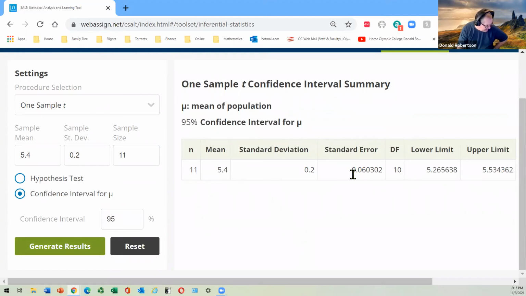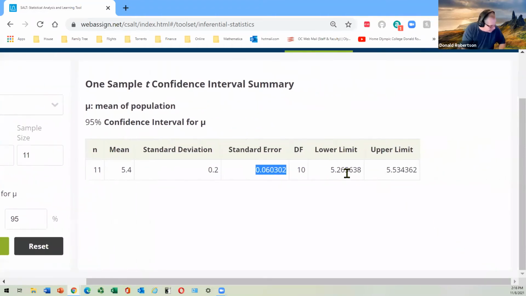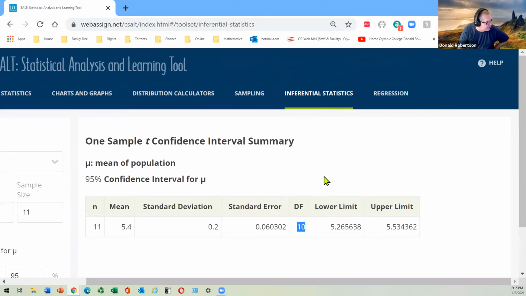And there is that standard error. Remember that 0.0603? They do that for you for free. If we scroll along, can you see that the numbers for the lower and upper limit are the ones we want? So I'm going to call it 5.27, and the other one is going to be 5.53. And do you know that little degrees of freedom where you take one away? They did that one for free as well. So I strongly suggest that you use the inferential statistics one, because doesn't it do most of the work for you? Are we good with that?